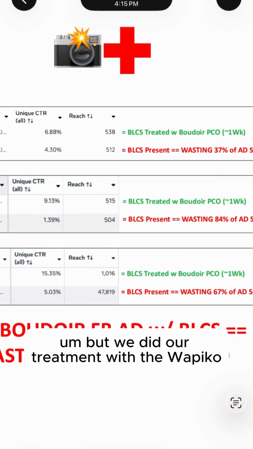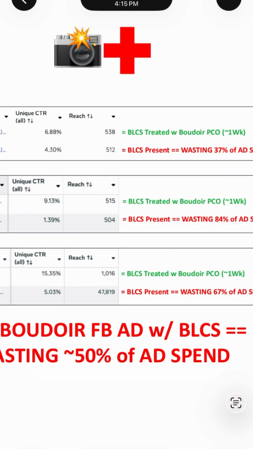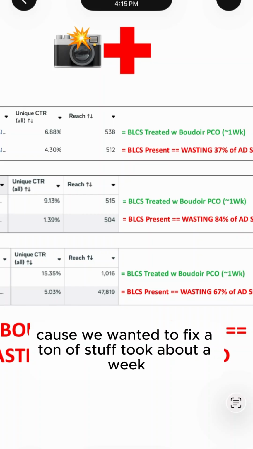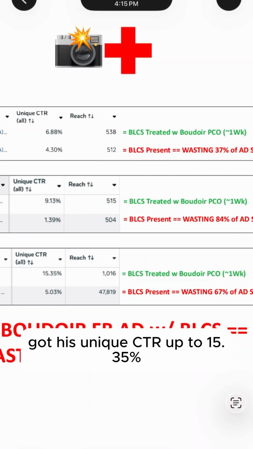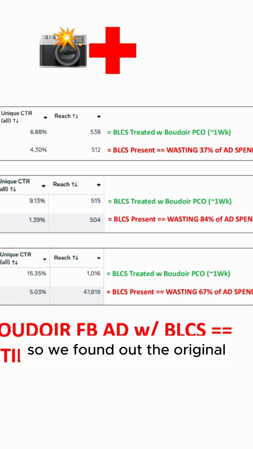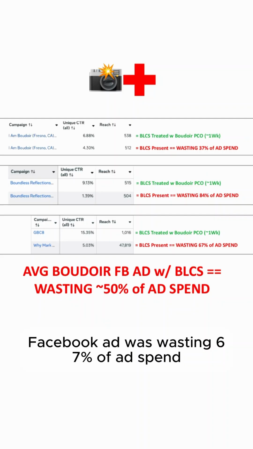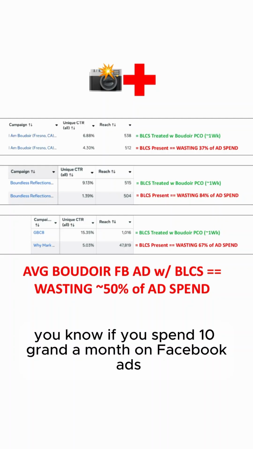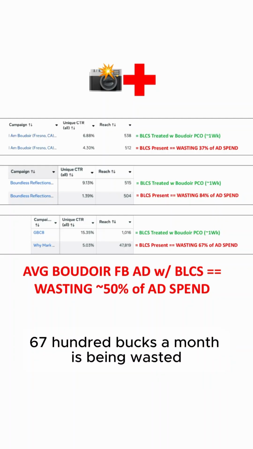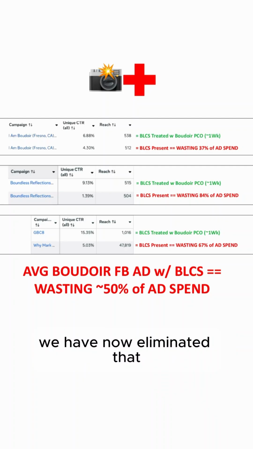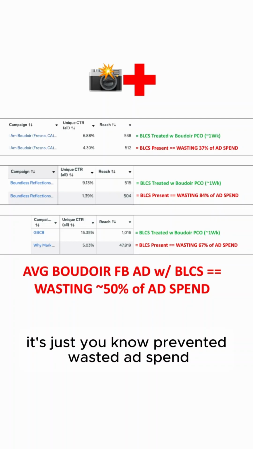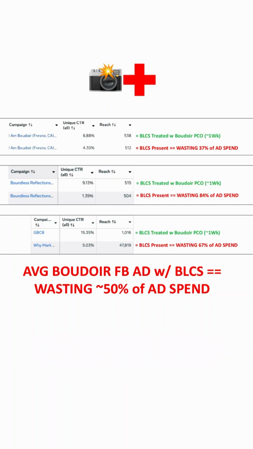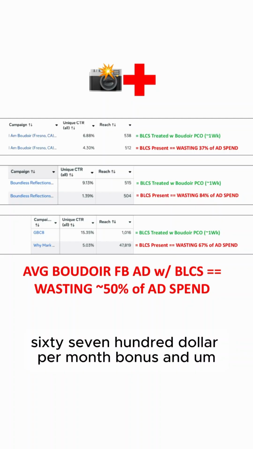But we did our treatment with Boudoir Pico because we wanted to fix a ton of stuff. Took about a week, got his unique CTRL up to 15.35%. So we found out the original Boudoir Facebook ad was wasting 67% of ad spend. And as a result, if you spend 10 grand a month on Boudoir Facebook ads, $6,700 a month is being wasted. We have now eliminated that. And he can pocket that every month as just prevented wasted ad spend. It's kind of like a phantom $6,700 per month bonus.